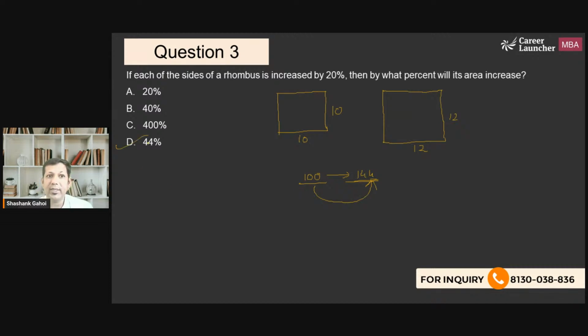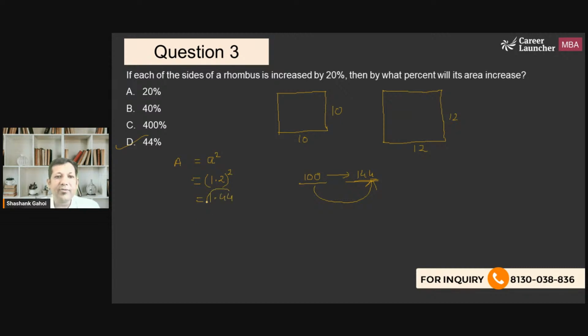Do we need to do anything about it? Nothing. So simply we can get the answer like this. If you don't want to do this, we can solve this question by using the multiplication factor as well. I think we have already seen it. Area is equal to side squared. The side increases by 20%, so the multiplication factor for the side is 1.2. So the overall value comes out to be 1.44.